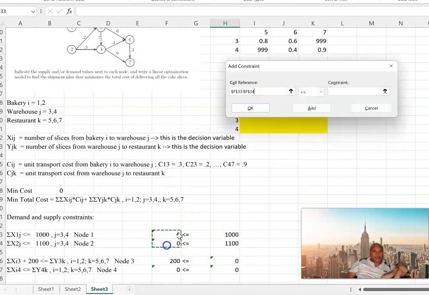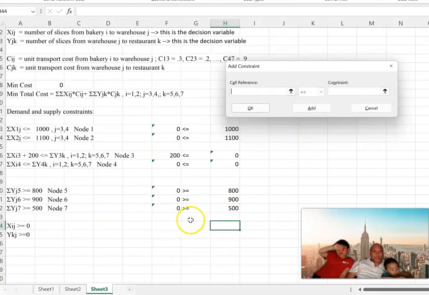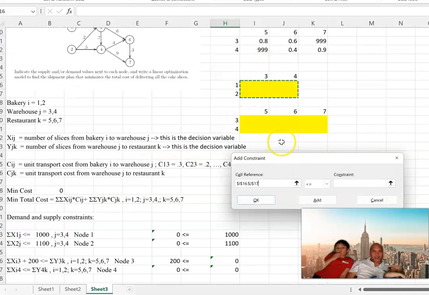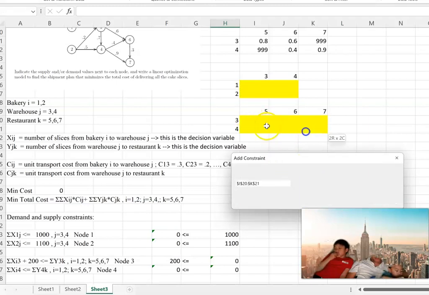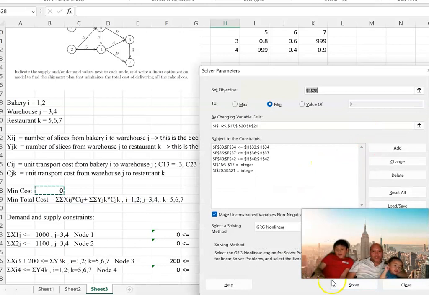Number 1 is that this has to be less than or equal to this. Second is that this one here has to be less than or equal to this. And the third is that this one here has to be greater than or equal to this. And xij and yij are integers. So this one is an integer, and this one is also integer. Then you hit solve, and that should do it.